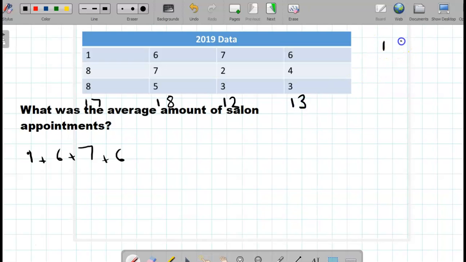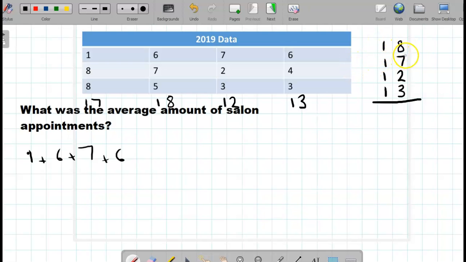So I'll start with my 18, 17, 12, 13. Based on the values I've got and the numbers I've been given, I would not expect to have a calculator for this sort of question. So that's why I'm doing this without the use of a calculator. So let's add them together.